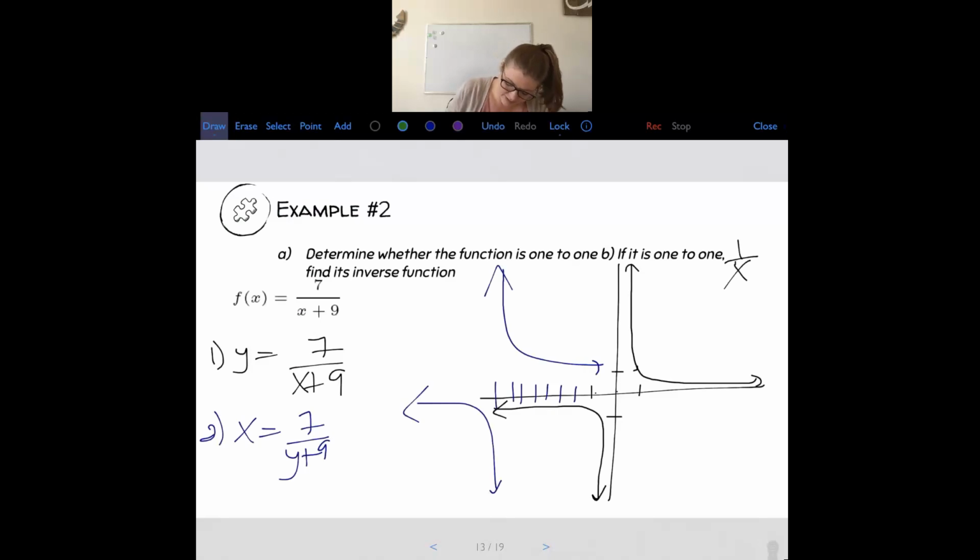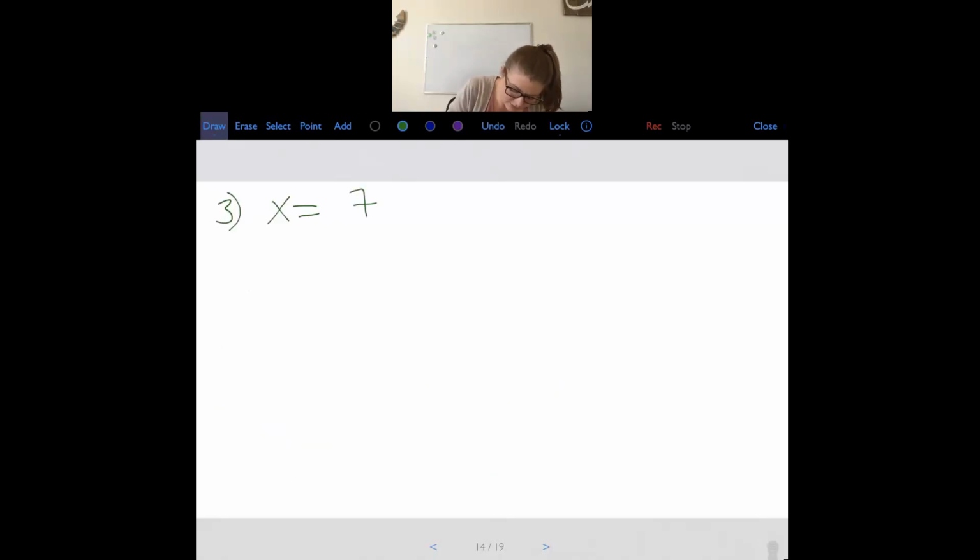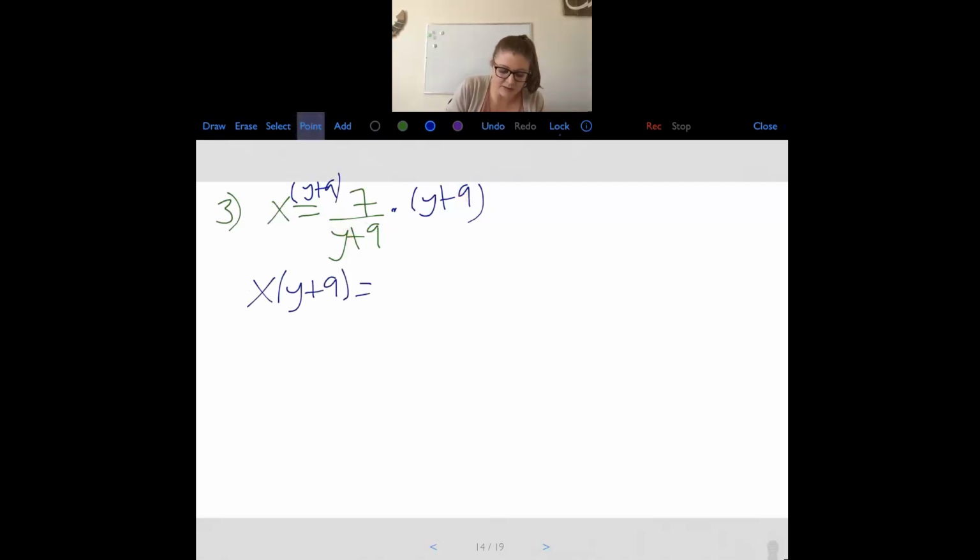x equals 7 over y plus 9. You can think of it as a proportion where you cross multiply. You can think of it as getting the same denominators, or we can multiply the common denominator to each side, which is what I'm going to do. So I'm going to multiply both sides by y plus 9. So on the left-hand side, I have x times y plus 9 is equal to, now division by y plus 9 and multiplication by y plus 9 causes those both to cancel out. So that's equal to 7.